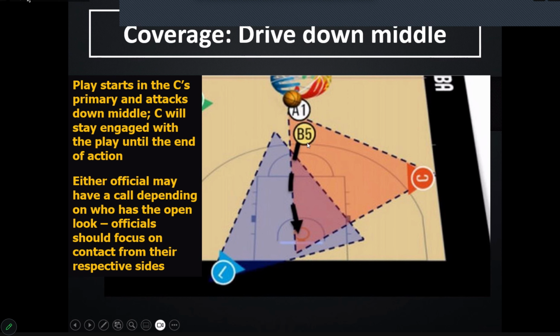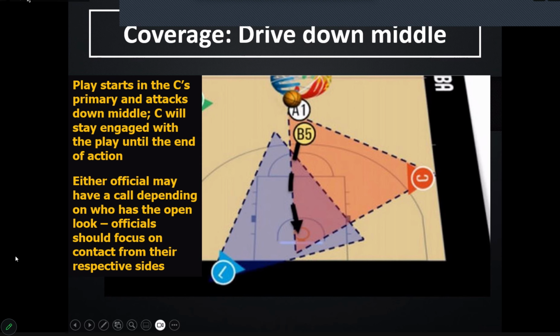Remember, here's our principle of starting in center, going to the basket. Center sticks with it on the primary defender. Secondary defender is going to be our lead, but we're also calling the play from whatever open look we have. Okay.